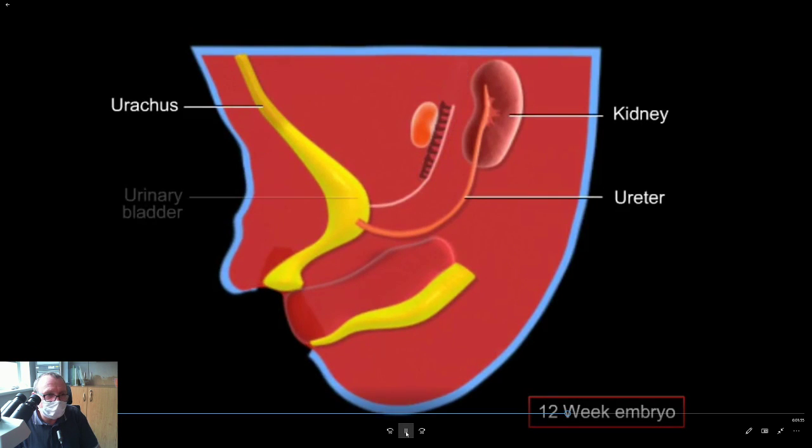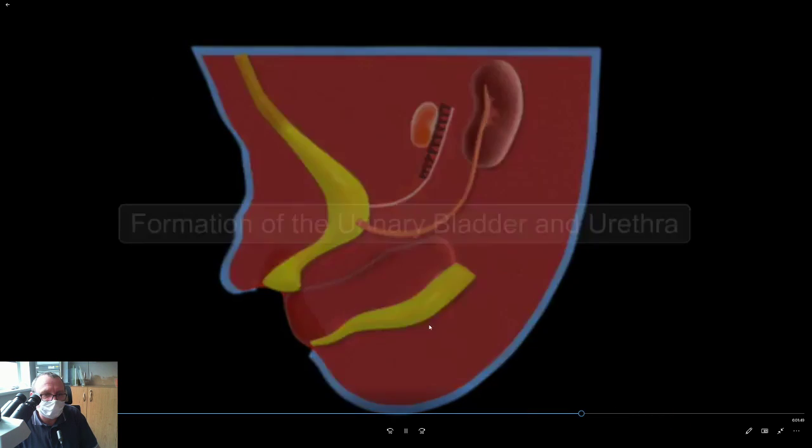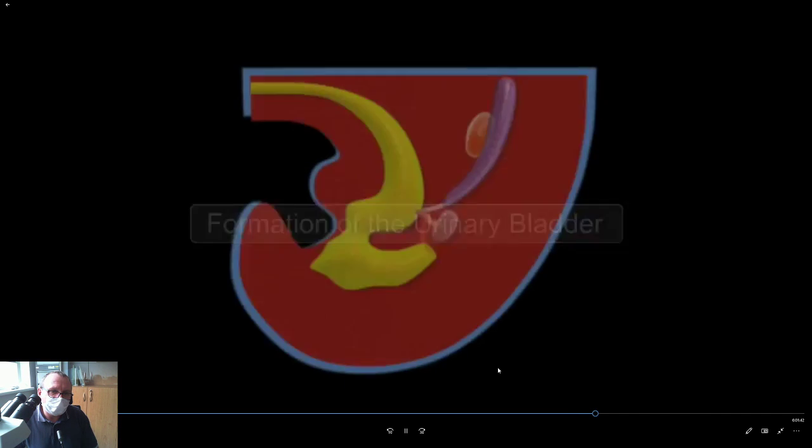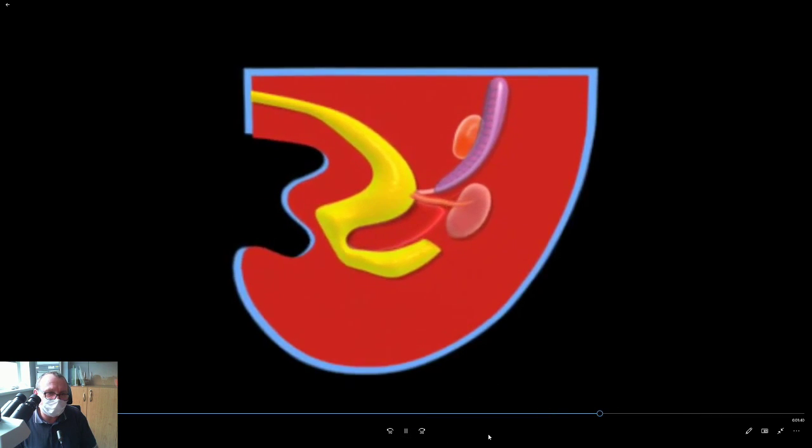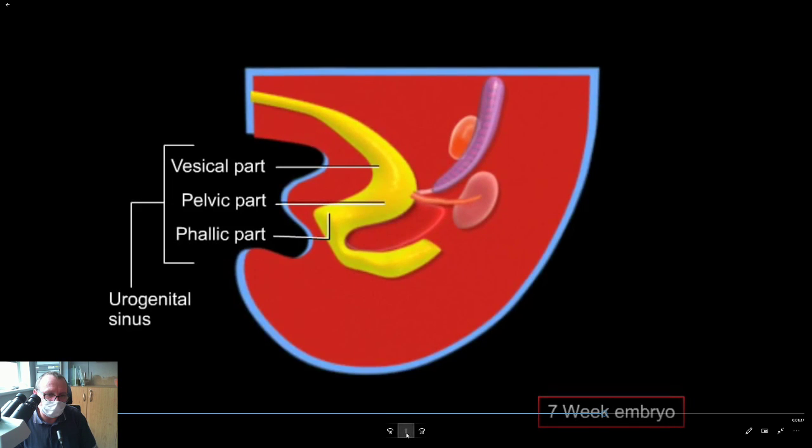Urogenital sinus, now we are interested in this part. Let's finish the description of the anorectal channel, and we will see that the urogenital sinus has three parts. It has a vesical part, which gives rise to the urinary bladder, a pelvic part, and a phallic part, which develop differently in males and females.